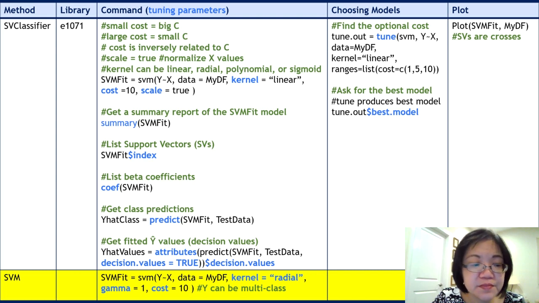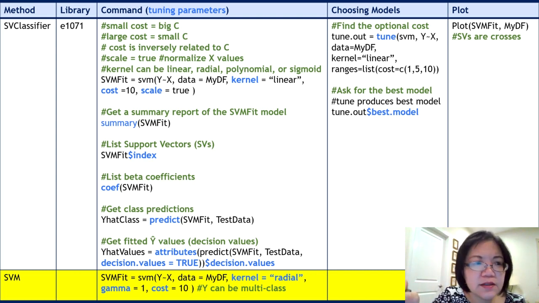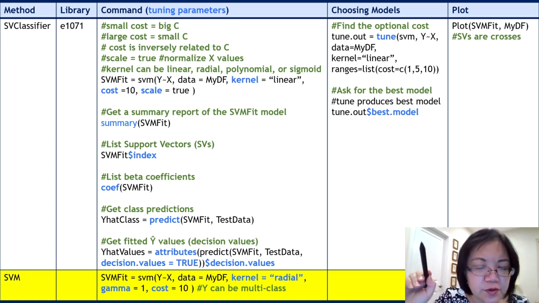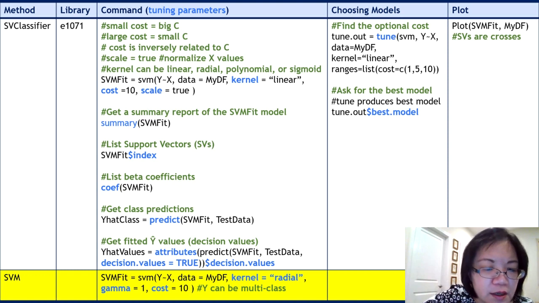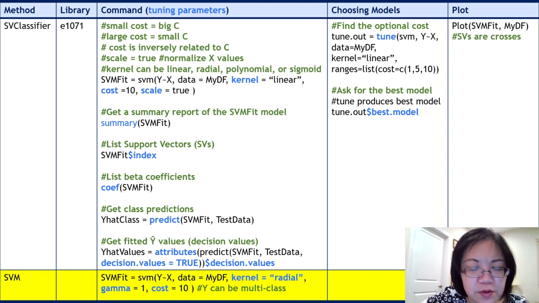And that's it. This is the summary of the SVM commands. You can see that for support vector machine with the radial kernel, the command is very straightforward. All you have to do is specify the kernel as radial, gamma equal 1. You have to specify the gamma if you're using a radial kernel. Now, if you use a polynomial kernel, you will simply say polynomial here.